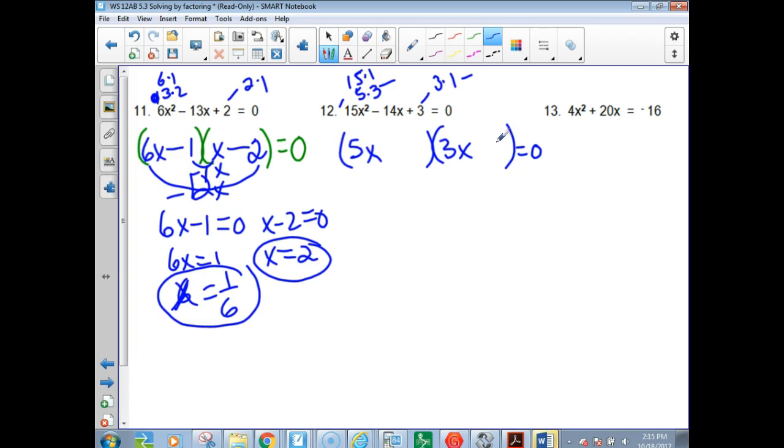So I don't want to put the 3 down here. I want to put the 1 here. So I can get a 5x. And then if I put 3 here, that's going to be 9x in the middle terms. And those put together give me a 14.